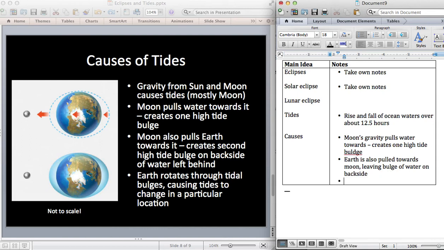And so the reason why tides change living in place is the Earth is rotating through these tidal bulges, right? The water is always going to be pointing towards the moon and away from the moon, but the Earth is constantly spinning underneath us. Remember, everything's always moving. And as the Earth spins underneath, it moves through these tides. The Earth spins through tides.